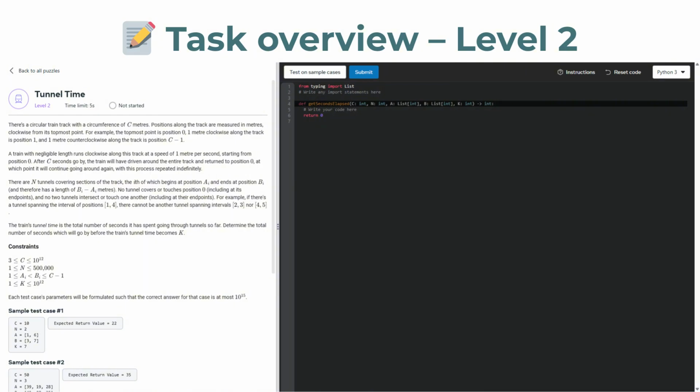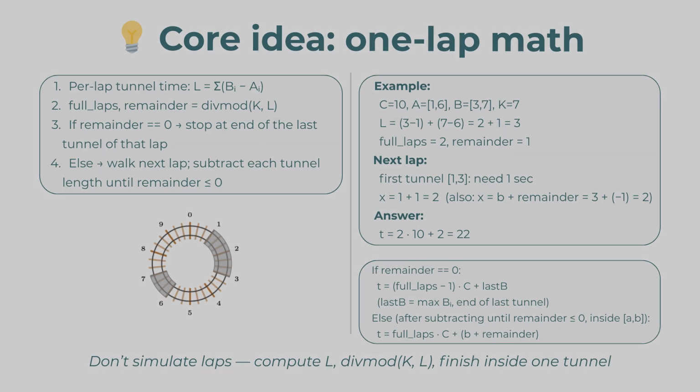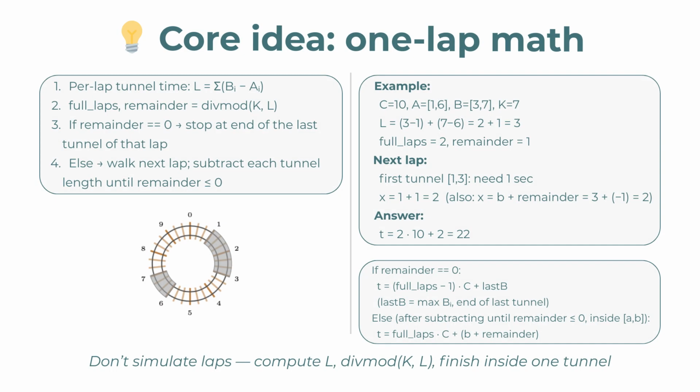The train may stop inside a tunnel. Each lap adds L tunnel seconds. Write k as q laps plus a remainder r: k equals q times L plus r. If r is 0, we finish at the end of the last tunnel of that lap. The time is q times C minus C, plus the end of the last tunnel.